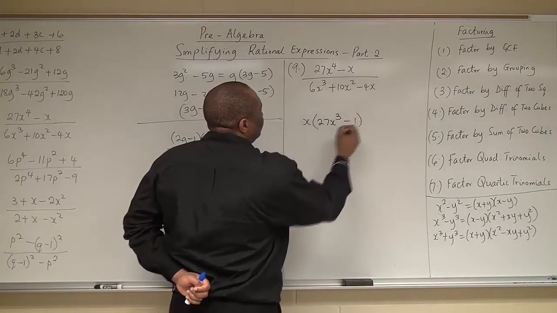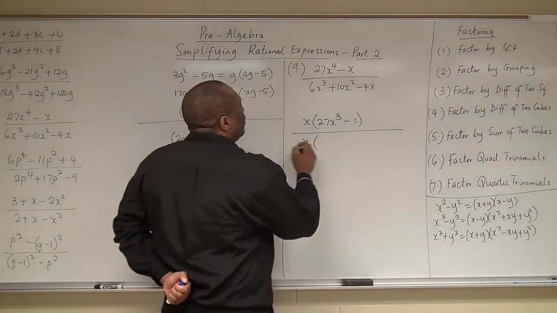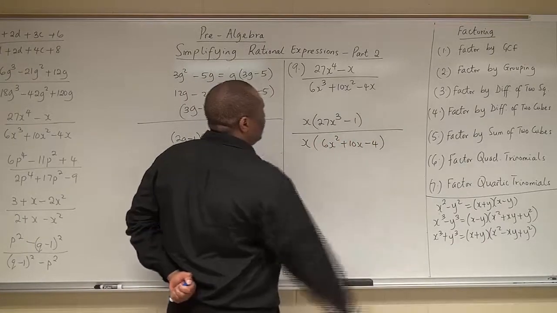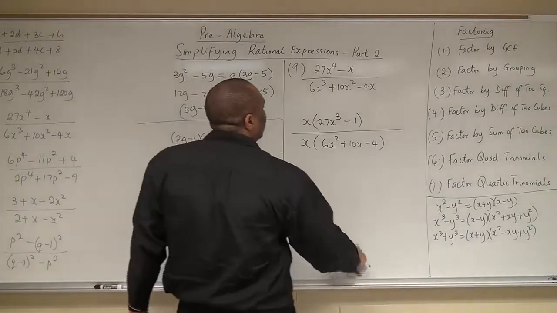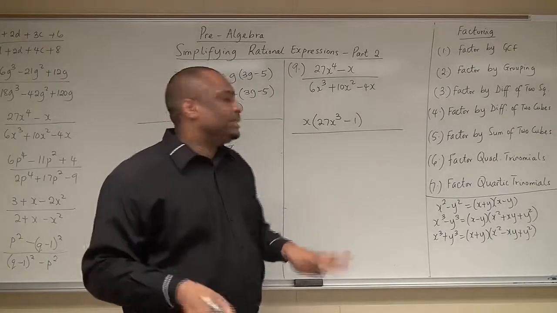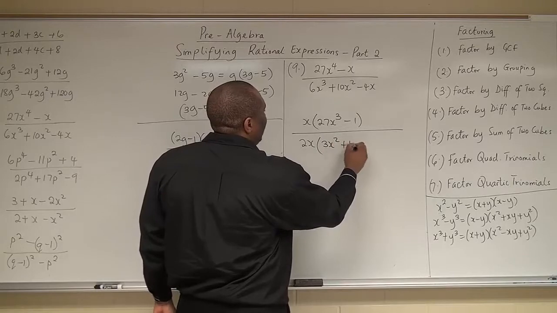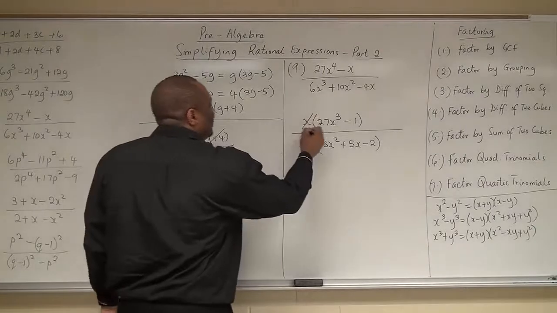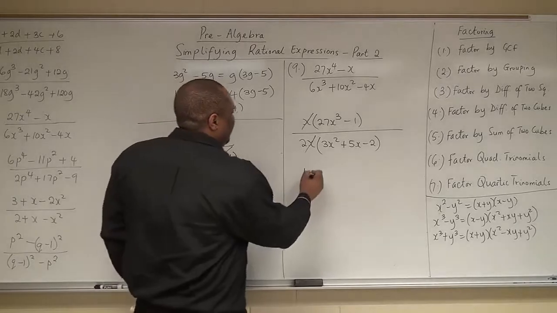What is remaining? 27x cubed minus 1. All over the denominator, the GCF is x. What is remaining? 6x squared plus 10x minus 4. Actually, what is the GCF in the denominator, actually? Okay? That is 2x. You want to work with simple numbers. Okay? This is 2x. What is remaining? 3x squared plus 5x minus 2. Alright. So our x will cross out x. That's for sure. So what we got here? 1. If you like to write 1.